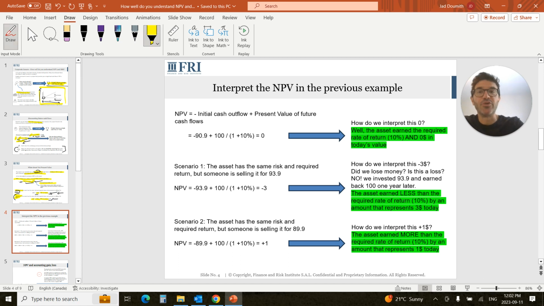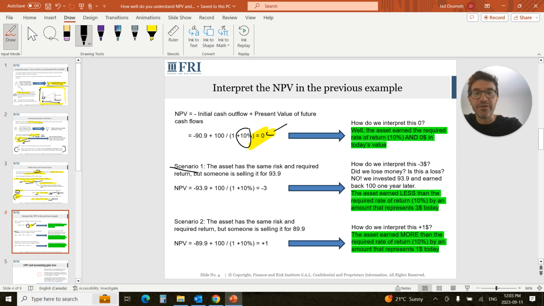When we have an NPV of 0, you cannot say that the project is earning you 0. The real interpretation is that the project earned you the required rate of return of 10% plus $0. This is how we actually interpret an NPV. Let's continue, things will become clearer.